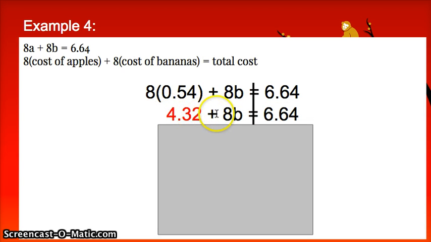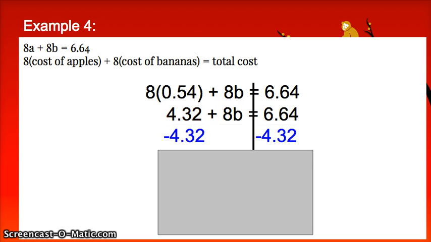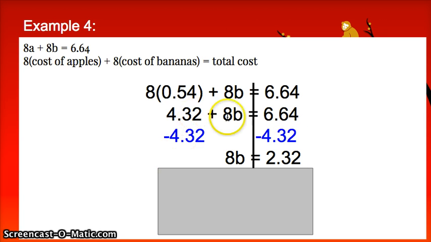Look for what you see. We have addition and we have multiplication. So I'm going to start by undoing the addition. So I subtract $4.32 from both sides. Even though the 8b is after the plus sign, we don't subtract it because this is the multiplication. And remember, we're going to undo multiplication last. So we leave that alone and subtract $4.32 from both sides. Bring down the 8b.